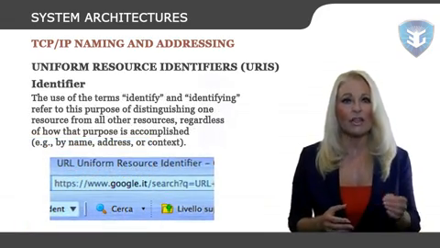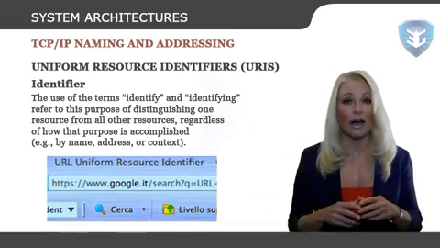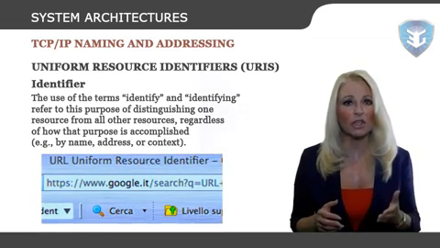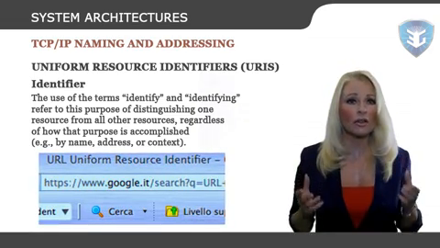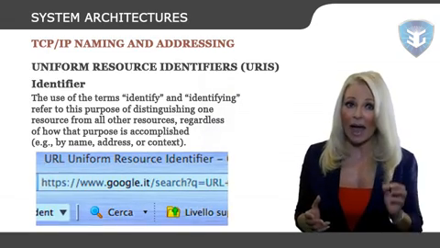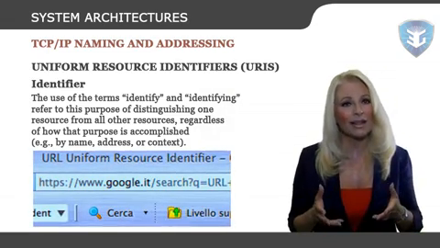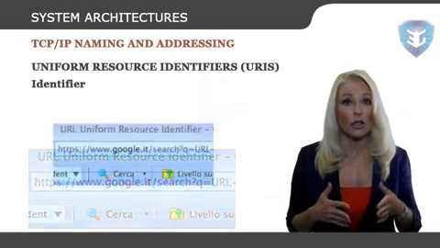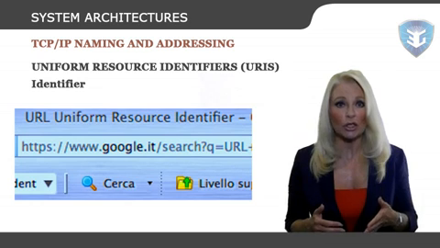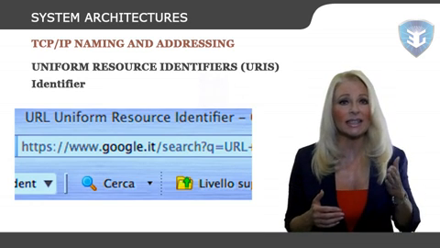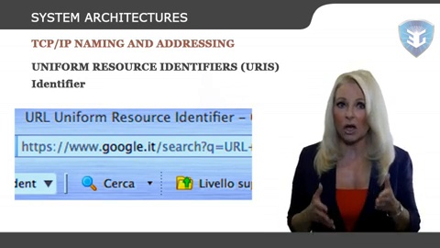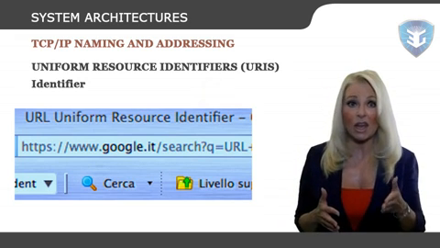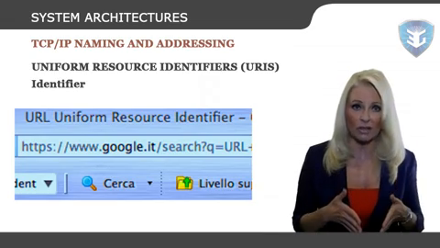Identifier. The use of the terms identify and identifying refer to this purpose of distinguishing one resource from all other resources, regardless of how that purpose is accomplished. Example: by name, address, or context. URIs have a global scope and are interpreted consistently regardless of context, though the result of that interpretation may be in relation to the end user's context.